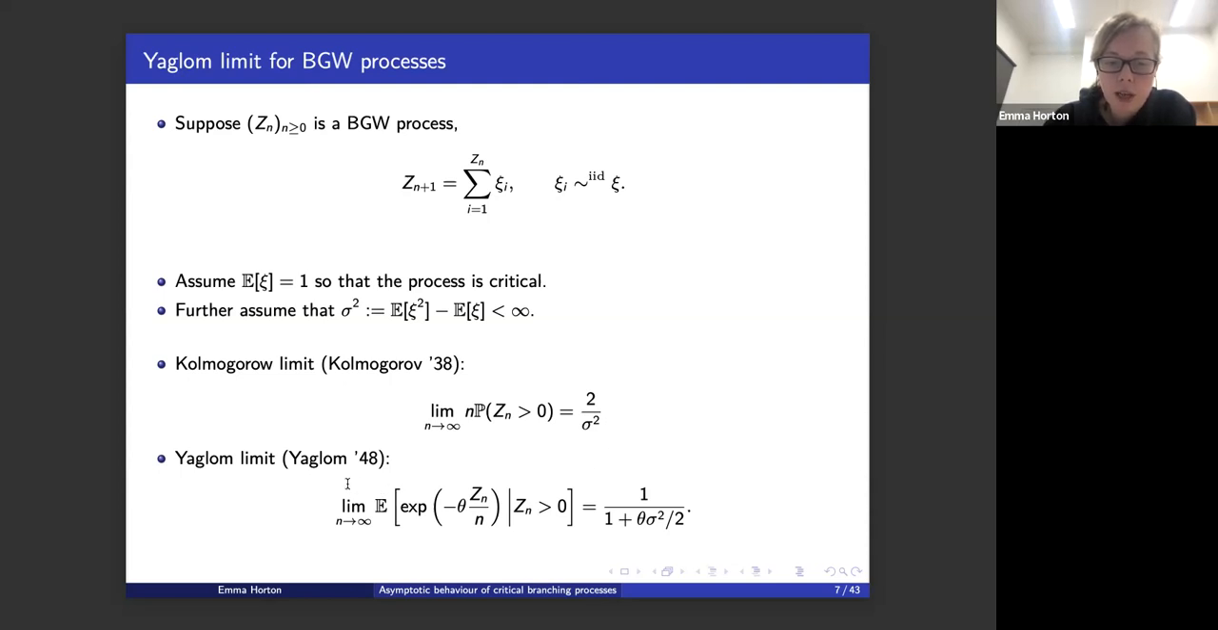And then it was proved by Yaglom 10 years later that if we condition on survival and take a look at the process rescaled by n, then this converges to an exponential distribution whose parameter is again given by some constant that depends on the variance of the offspring distribution. And then of course, several people went on to look at this under varying moment assumptions and for superprocesses as well.